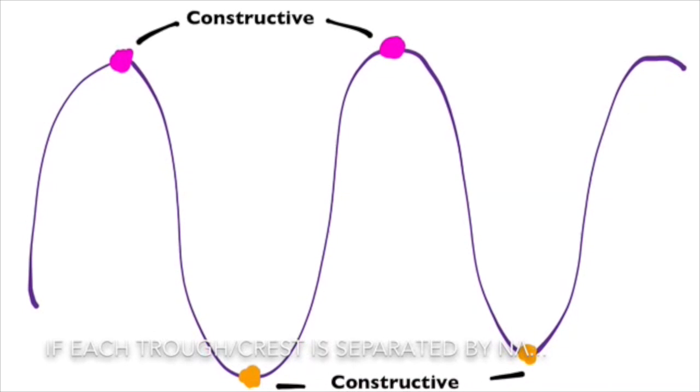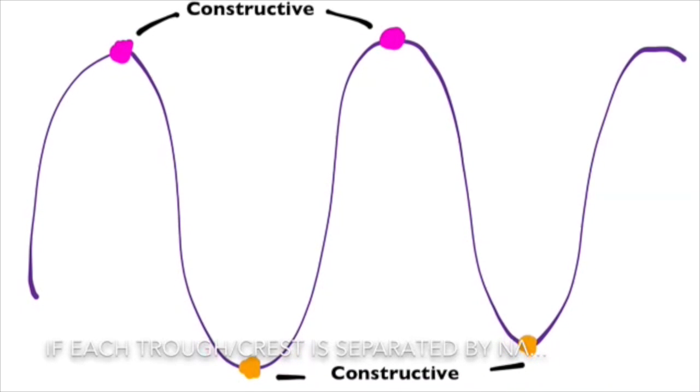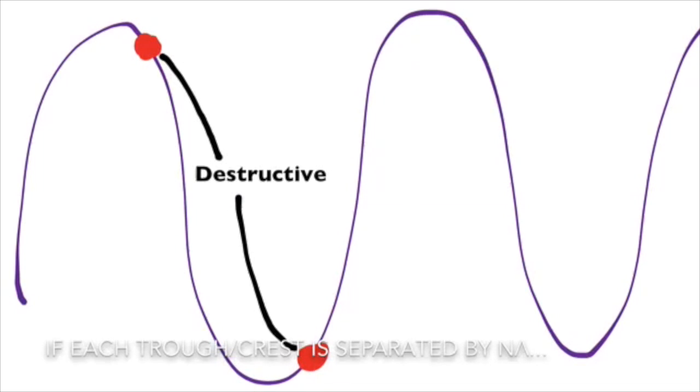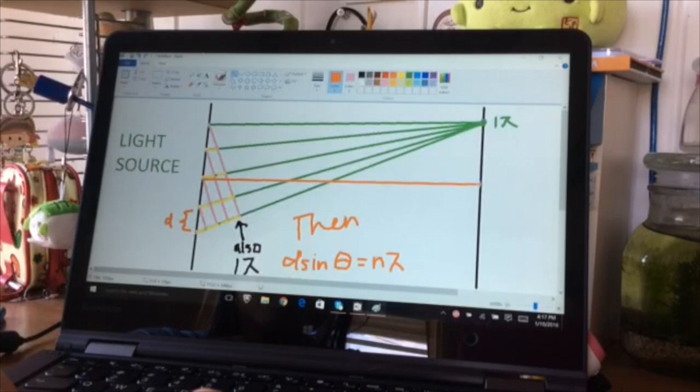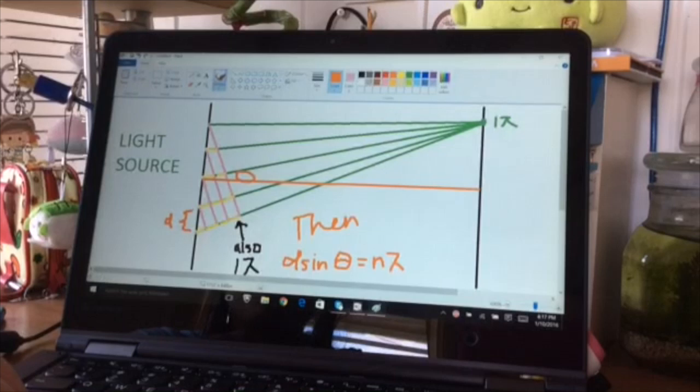As we know, the bright points on the wall are due to constructive interference, while the dark points on the wall are due to destructive interference. To review, the formula to find out what the distance between each slit was, or the angle at which the light was hitting the wall, is d sine theta equals n lambda.